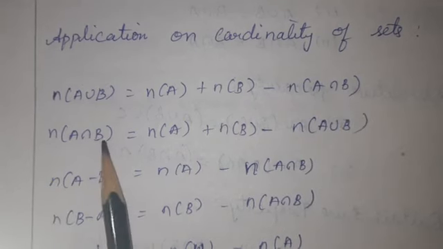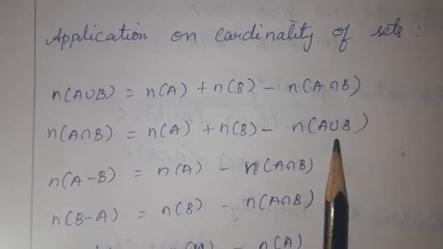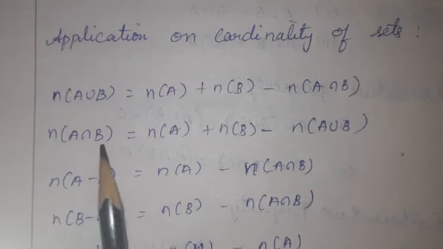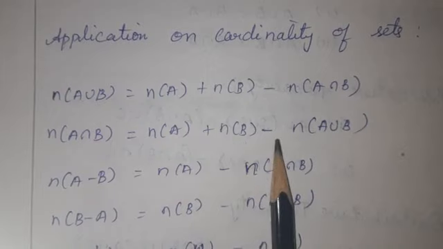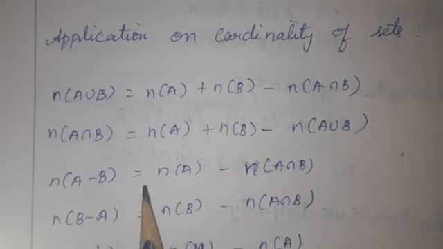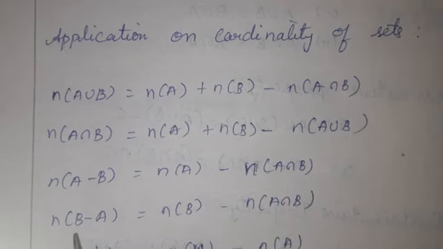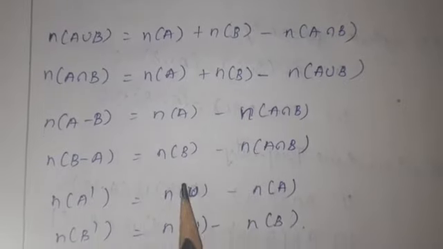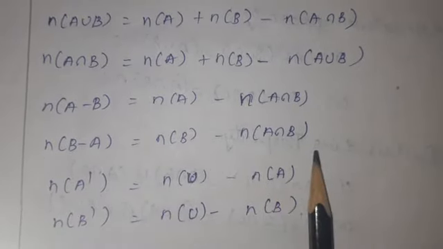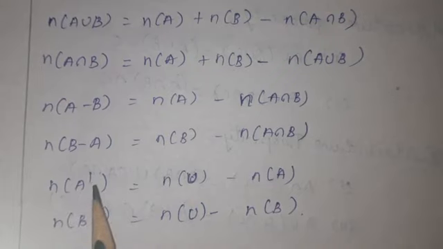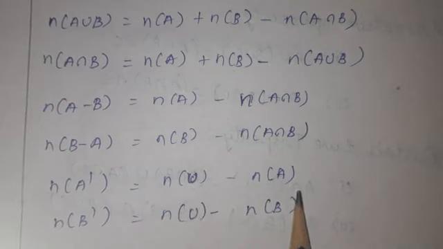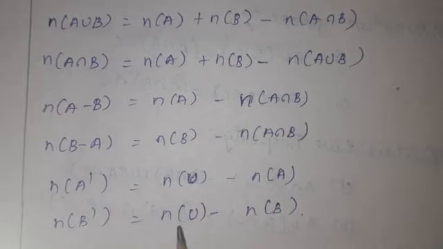Next one is n of A intersection B. Here they ask, that means in the last it will come union. n of A intersection B is equal to n of A plus n of B minus n of A union B. n of A difference B is equal to n of A minus n of A intersection B. n of B difference A is equal to n of B minus n of A intersection B. n of A complement, or A dash, is equal to n of U, the universal set, minus n of A. n of B complement is equal to n of U minus n of B.